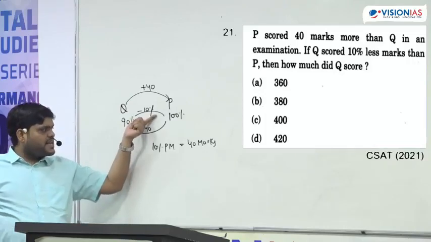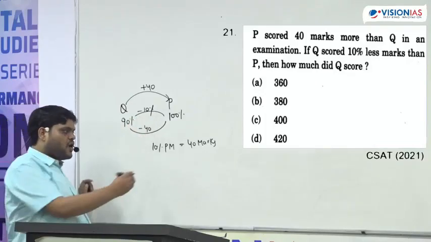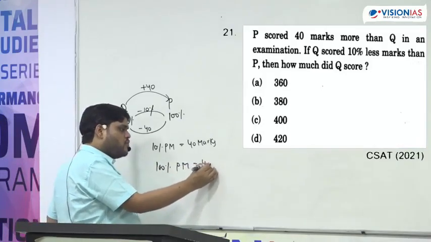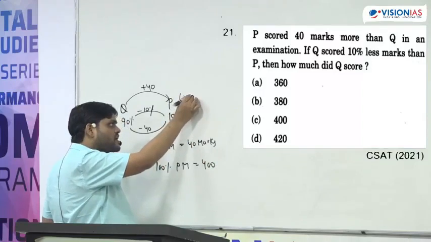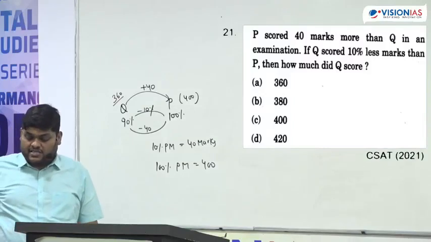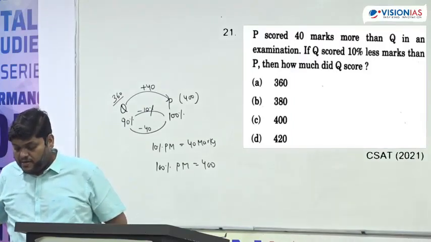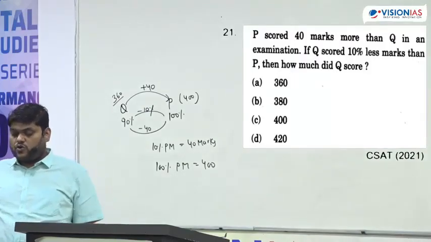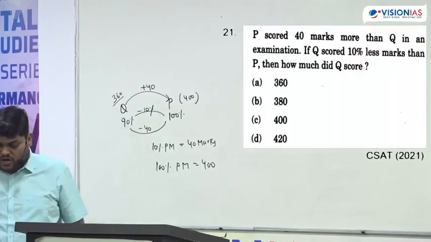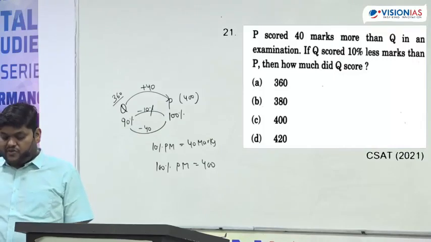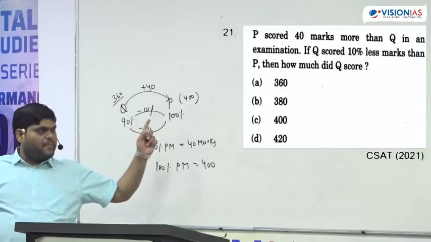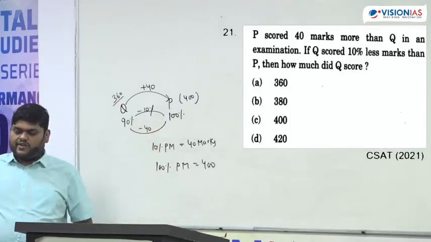So this 10% is equal to 40, and 100% of P's marks is equal to 400. That means P is 400 and Q will be 360. Now, the question is how much did Q score? Q scored 360 marks. So be careful, the answer will be 360. Most students will mark 400, but that is P's marks.